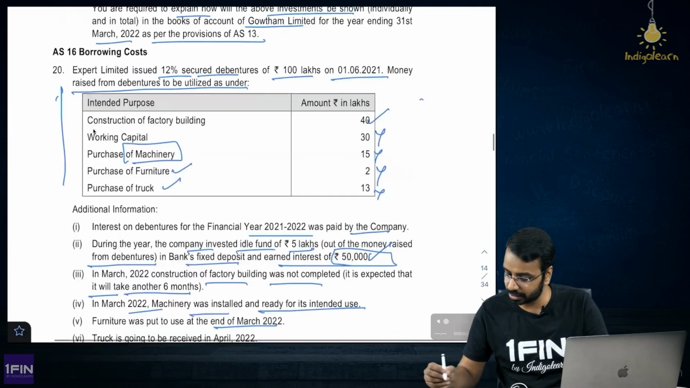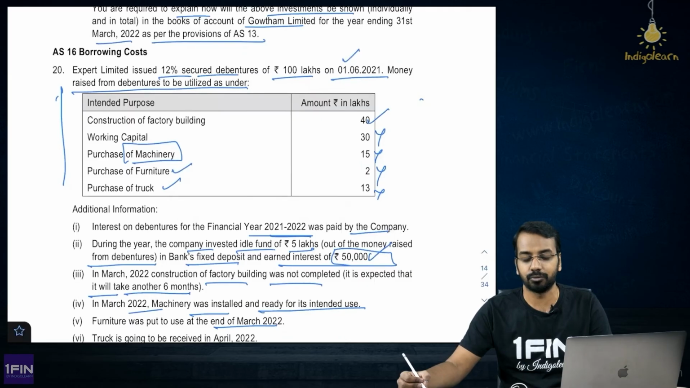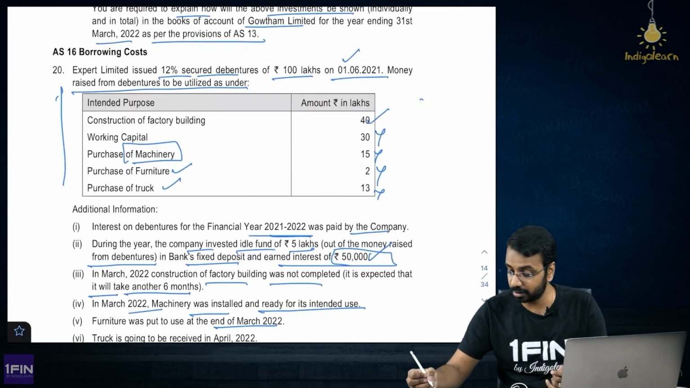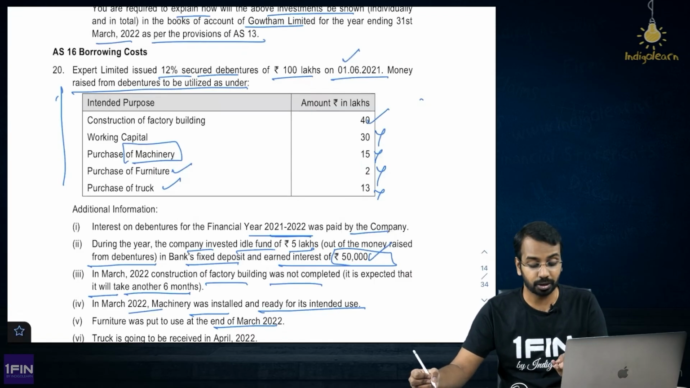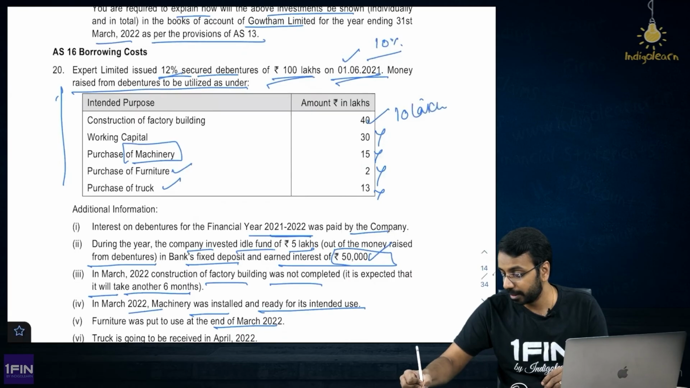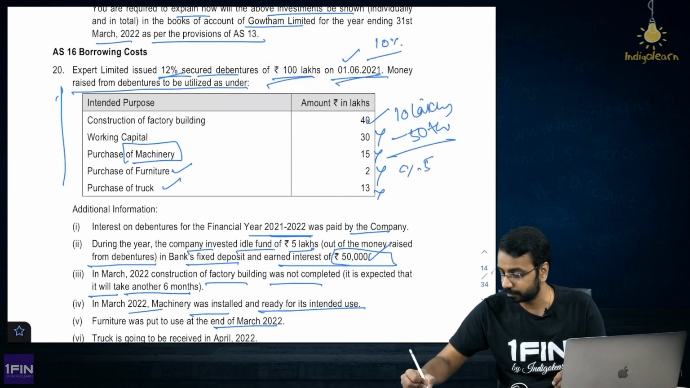Now how much is the interest they have given? Interest during 21-22 was paid. When did they take the loan? They took the loan on 1st of June. So June, July, August, September, October, November, December, January, February, March, 10 months. 100 lakhs, 10 months at 12% means what? 10% of 100 lakhs, that is 10 lakhs. Minus 50,000 temporary investment. So the cost is 9.5 lakhs. Borrowing cost is 9.5 lakhs.